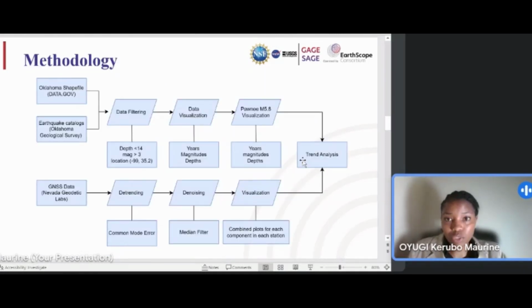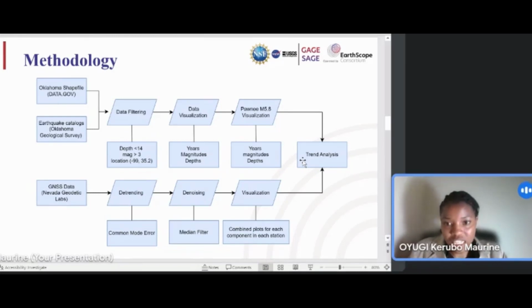Our general methodology was that we collected a shapefile from data.gov and earthquake catalogs from the Oklahoma Geological Survey. The catalogs were filtered using depths of less than 14 kilometers and magnitude more than 3, and we also filtered our location to Oklahoma. Afterwards, we visualized our data using the years, the magnitudes, and the depths. We then focused on Pony, where we also visualized our data using the years, the magnitudes, and the depths.